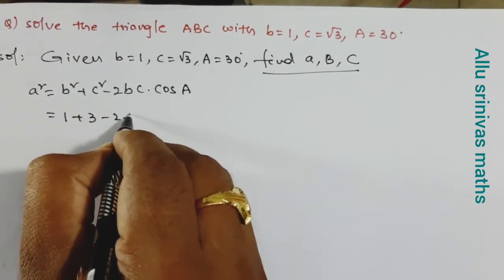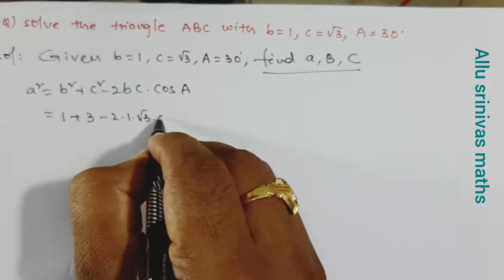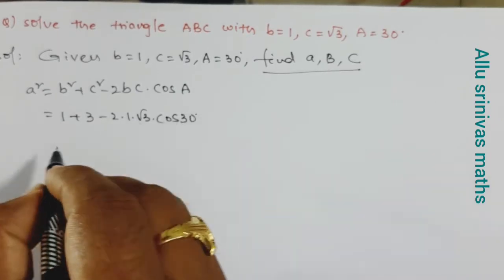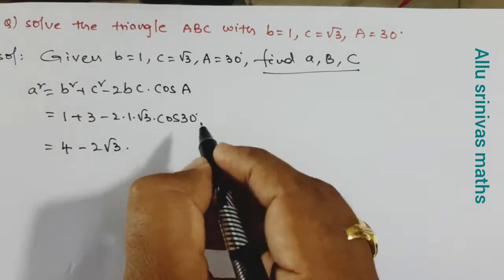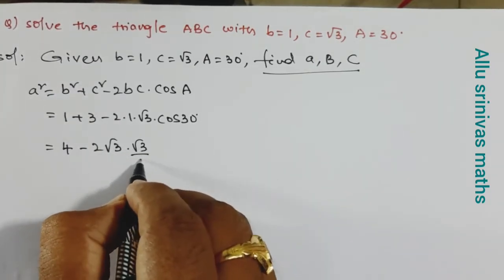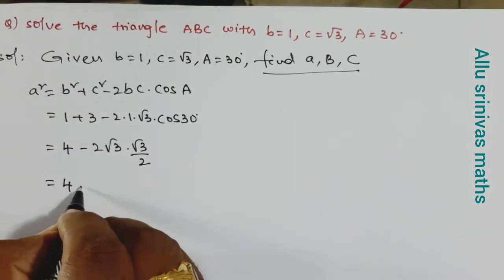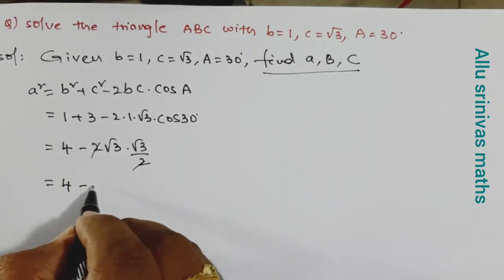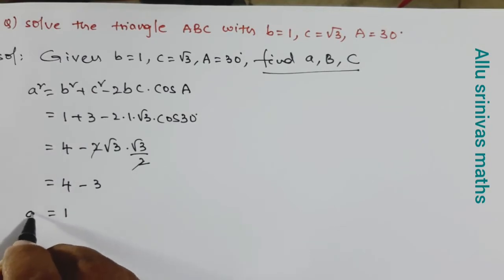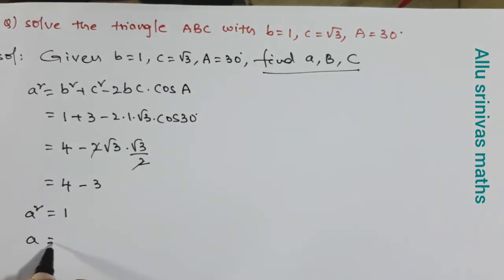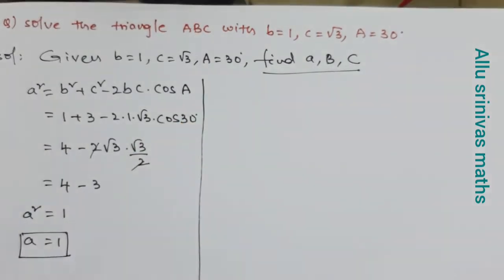b square is 1, c square is 3, minus 2, b is 1, c is root 3 into cos 30 degrees. 1 plus 3, 4, minus 2 root 3, cos 30 degrees is root 3 by 2. 4 minus 2 cancel, root 3 into root 3 is 3. And then 4 minus 3 is 1. a square equal to 1 and finally a equal to 1. This is the required side.